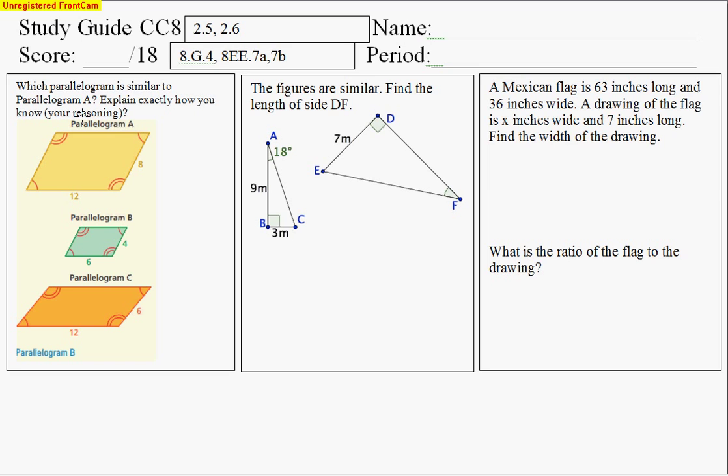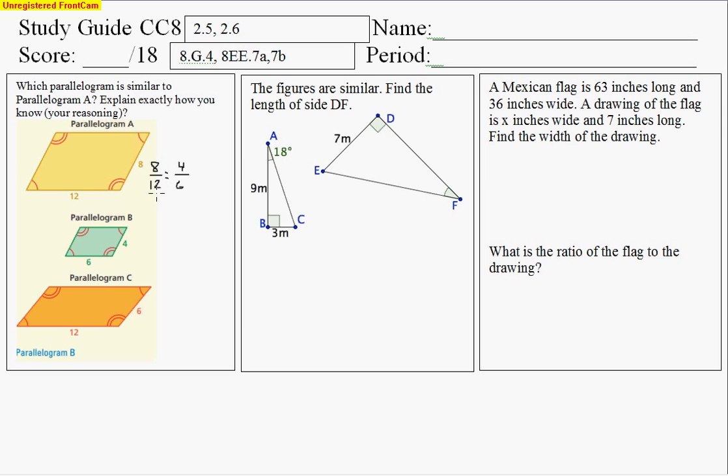So let's take a look at parallelogram A, and I'm going to take a look at the side lengths. I see that 8 and 12 are the two side lengths here. And so I'm going to set up a ratio of corresponding sides. So I see that 4 in parallelogram B corresponds to 8 because you look at the different angle markings they have, and that shows it. See the 1 mark and the 2 marks. So we'll put 4 on top, and 6 corresponds with the 12.